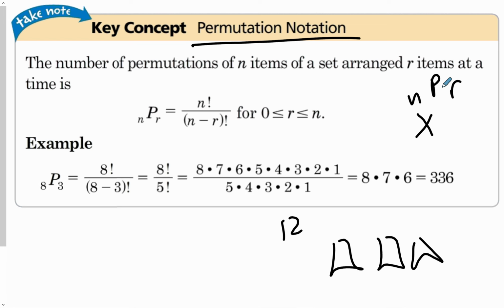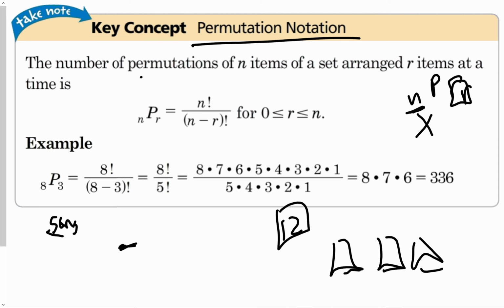The n stands for the number of different options you have, so that would be your 12 books. And the r stands for how many spots you have, so that would be 3 for the example I just gave. Or we did the songs: how many songs we have to choose from, and then how many spots we have to pick those songs for. So nPr.